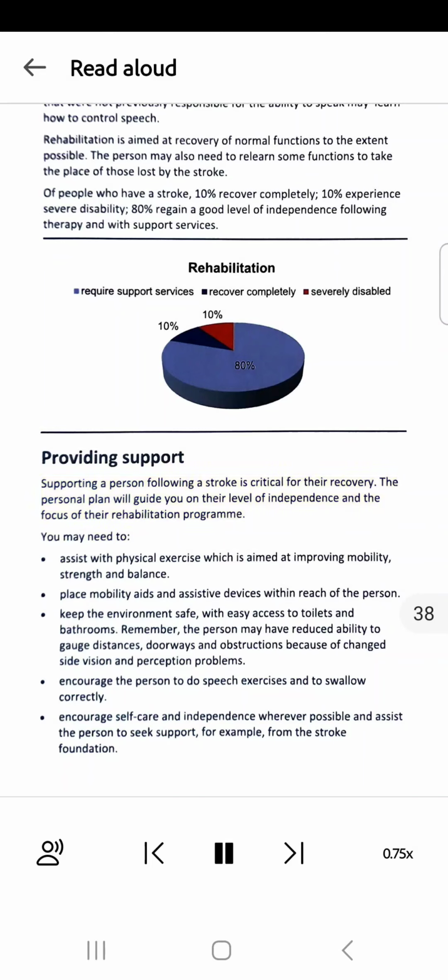You may need to assist with physical exercise which is aimed at improving mobility, strength and balance. Place mobility aids and assistive devices within reach of the person. Keep the environment safe, with easy access to toilets and bathrooms. Remember, the person may have reduced ability to gauge distances, doorways and obstructions because of changed side vision and perception problems. Encourage the person to do speech exercises and to swallow correctly. Encourage self-care and independence wherever possible and assist the person to seek support, for example, from the Stroke Foundation.